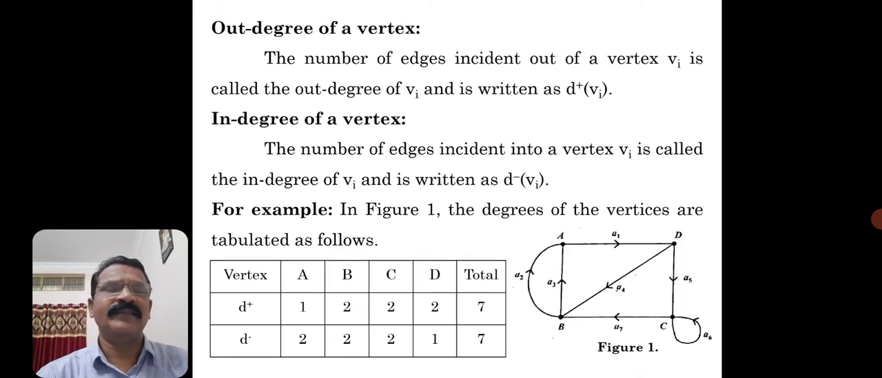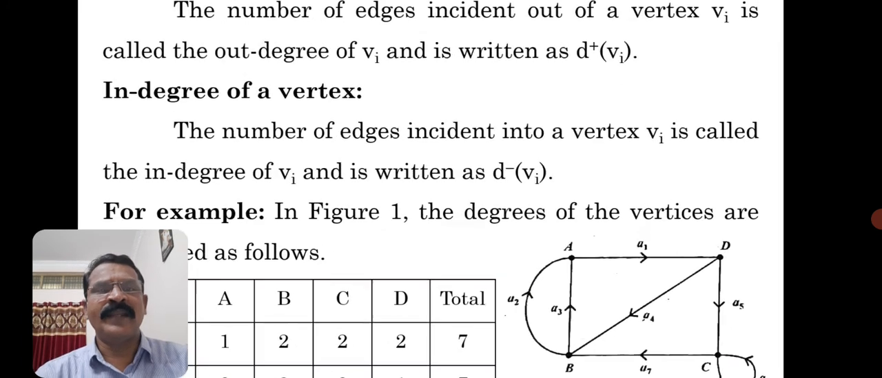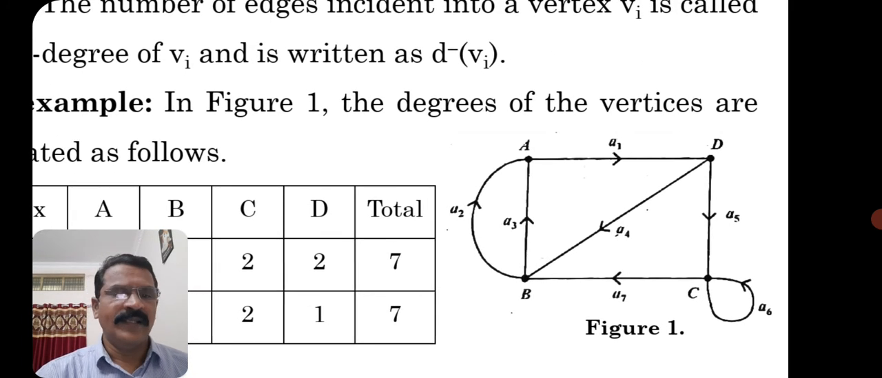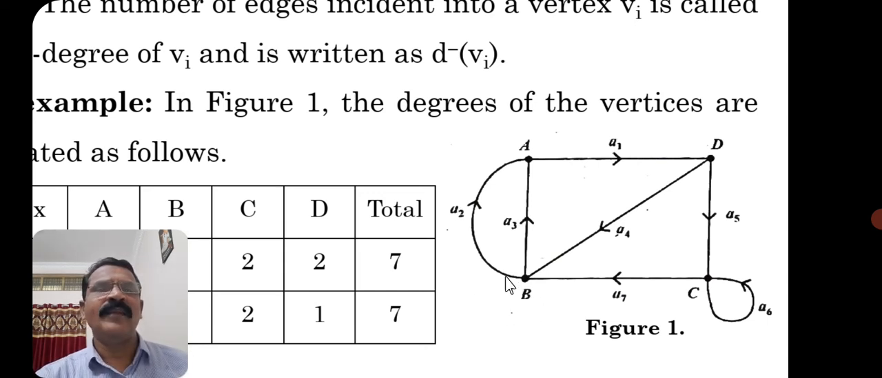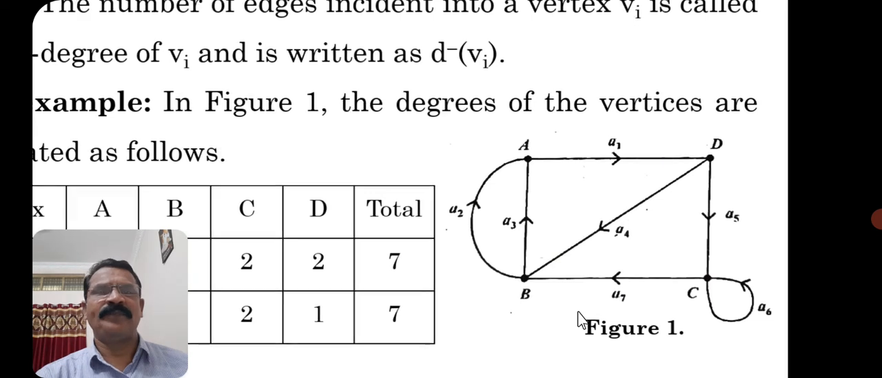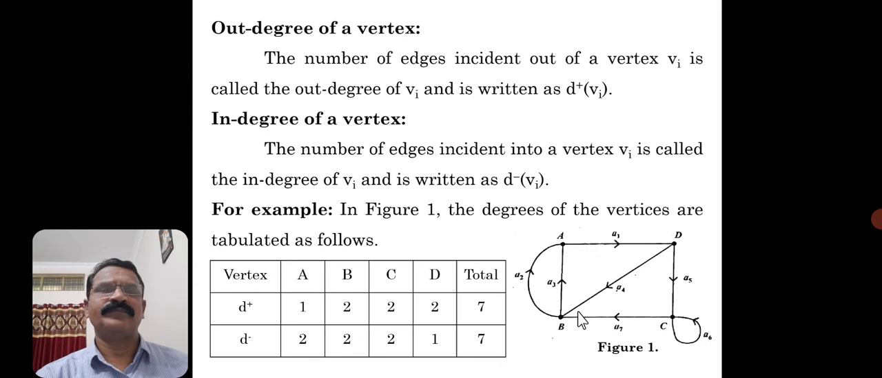Let me consider this one, the edges A2 and A3. Yes, A2 and A3 are called parallel edges because they go from B to A, towards the same direction. So these two edges are incident out from B, and these two edges are incident into the same vertex A. That's why you can say these two edges are parallel edges.